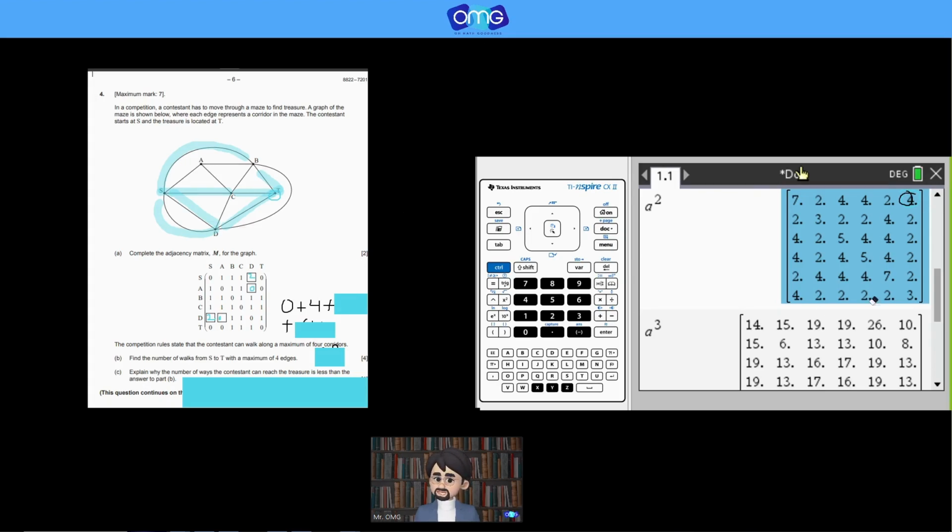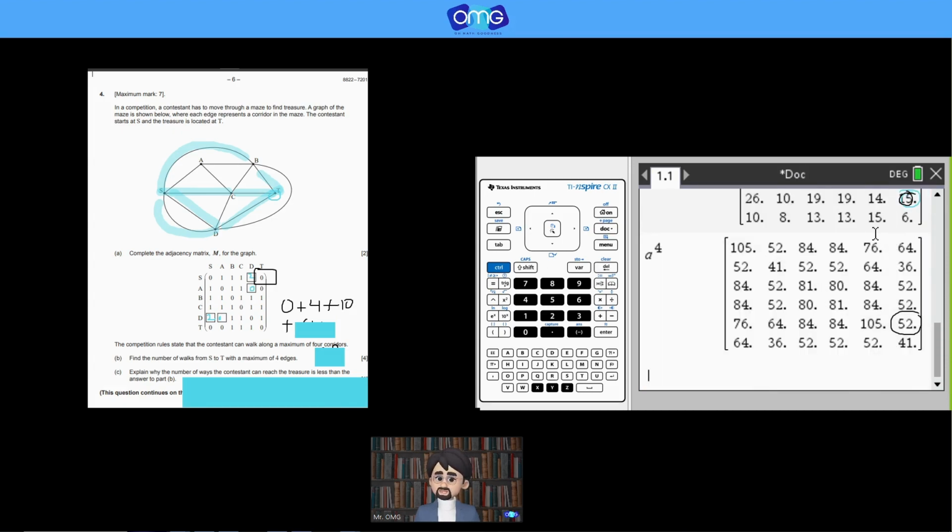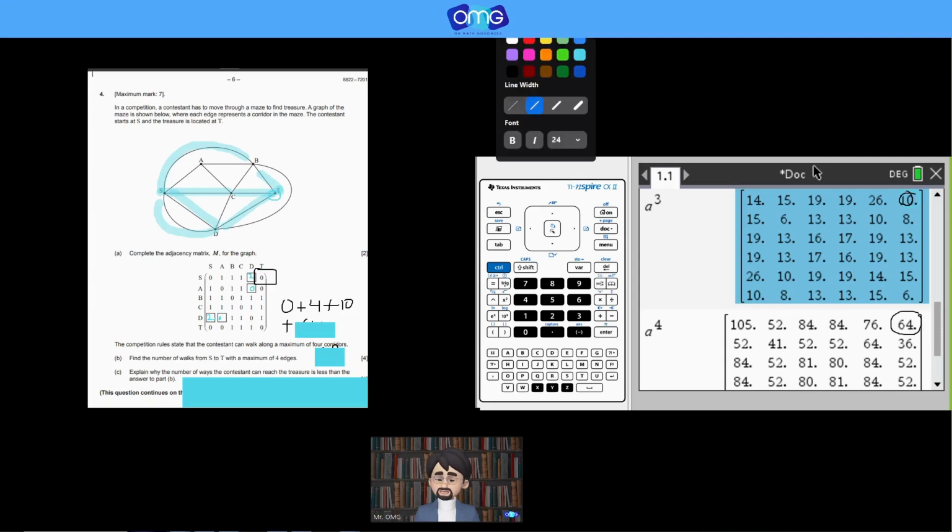A to the power of 3. You can see this, which is 10. This is S to T, which is here the position. There will be 10 ways. We don't need to count one by one, we just use the matrix. S to T with 4 edges, there will be 64 ways. Can you see that? Yeah, 64 ways.